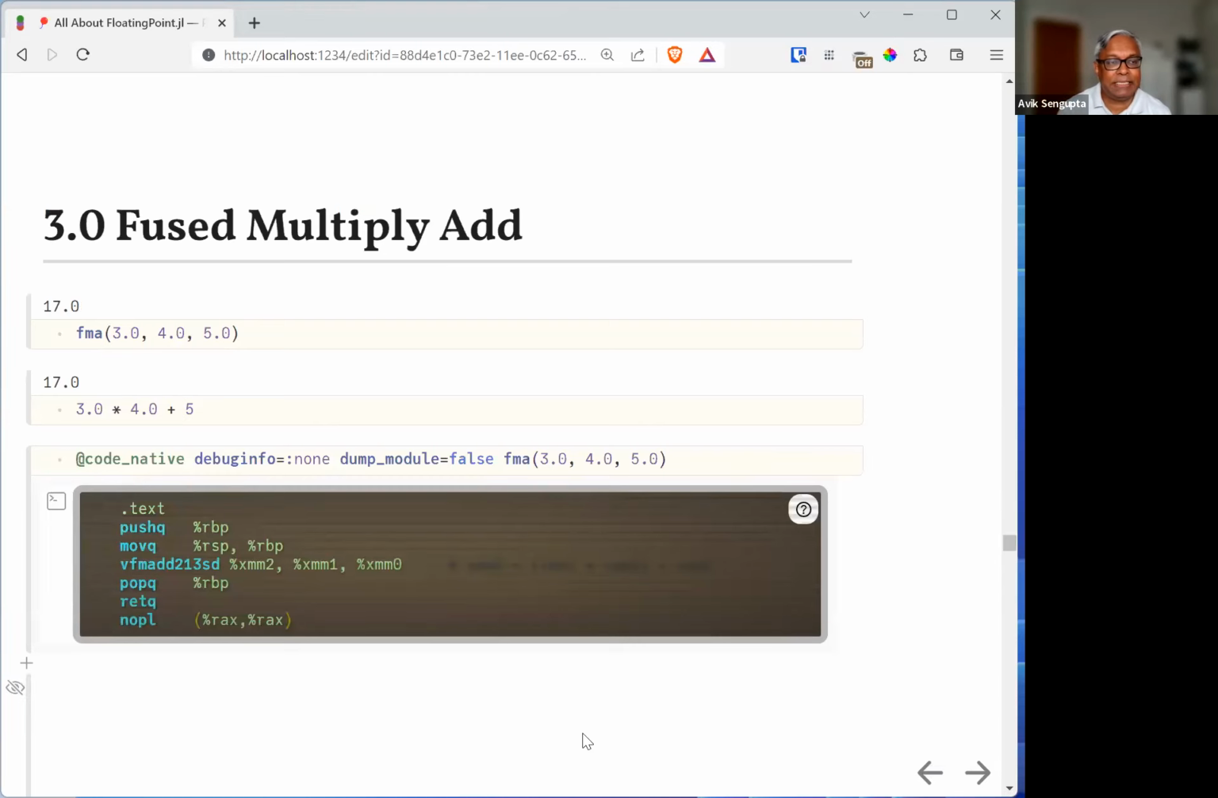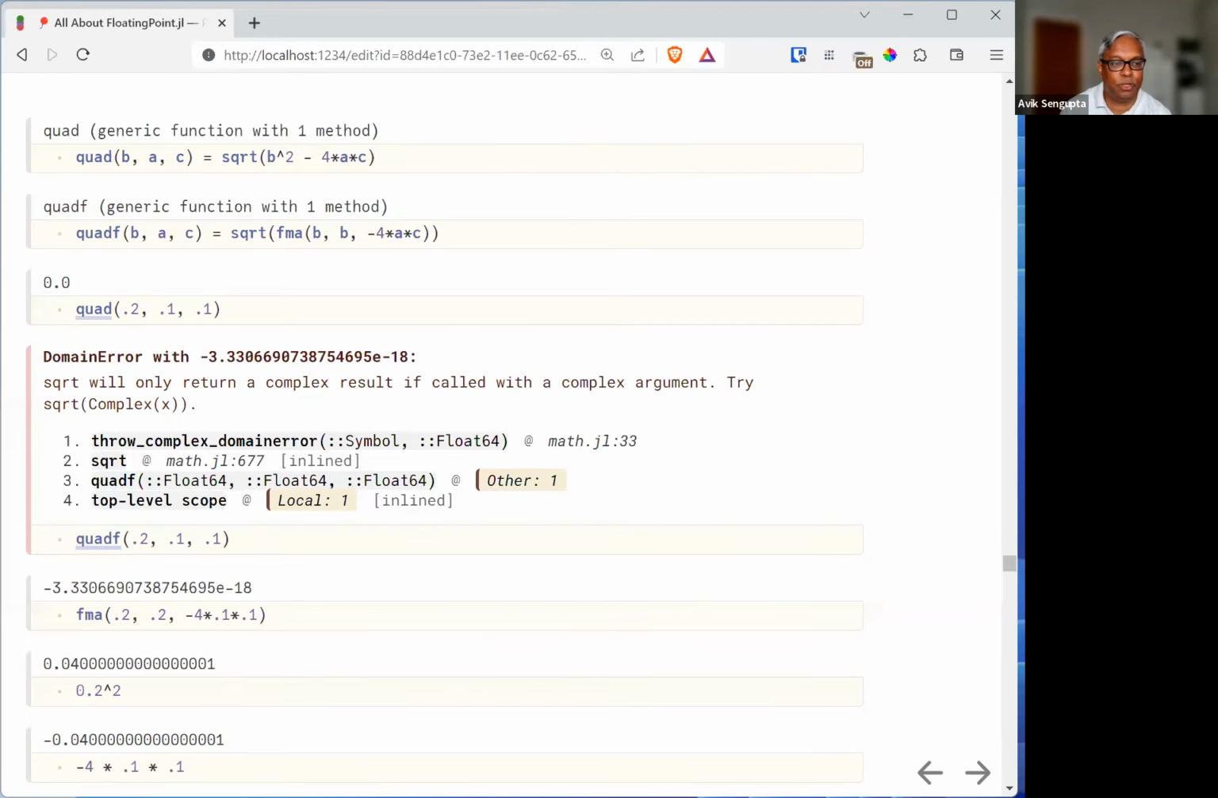Fused multiply add is a special operation that can add and multiply. So, a times b plus c, you can do it in one operation. So FMA, you will see that this is one assembly operation that can do one multiplication and one addition. And again, doing this is very common. a times b plus c is a common operation. And if you're doing it in a loop, then using an FMA is very useful.